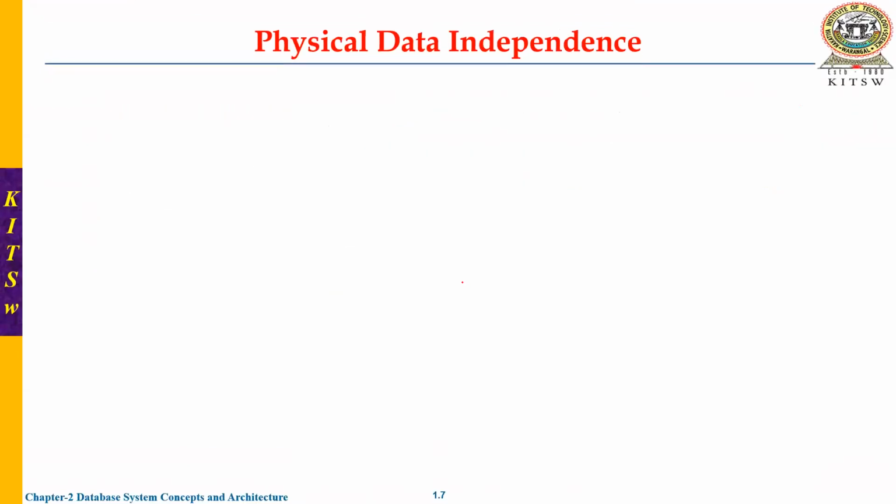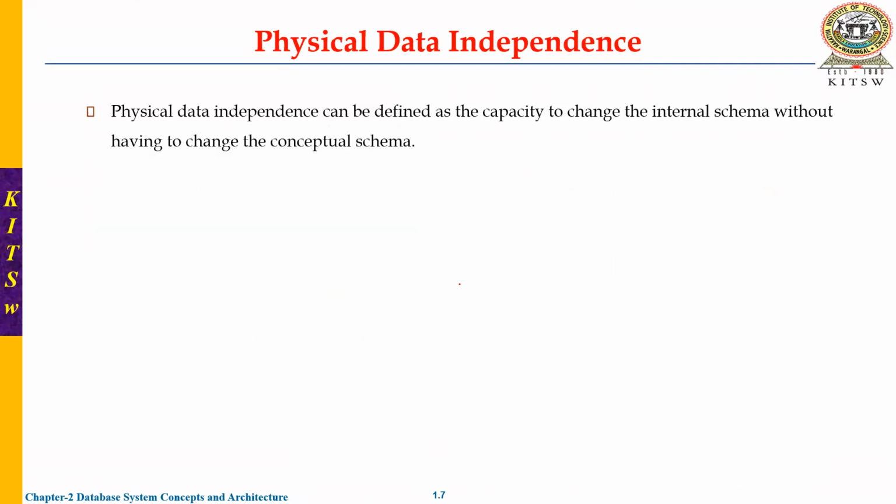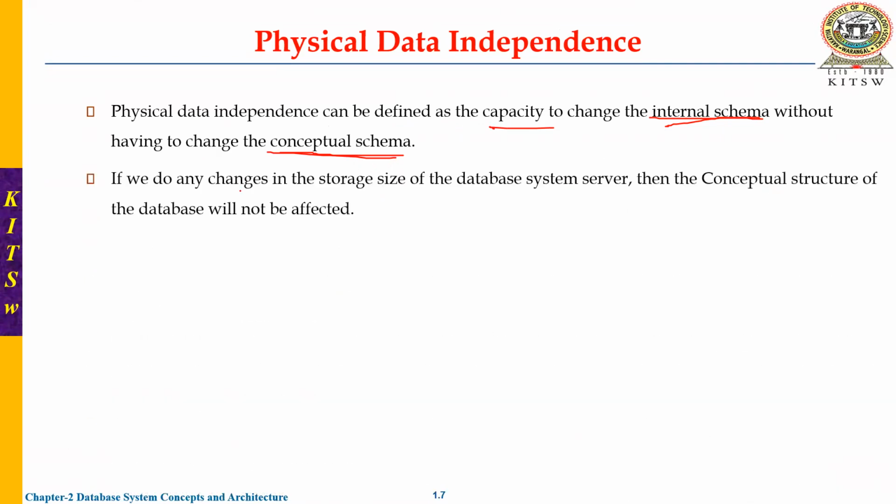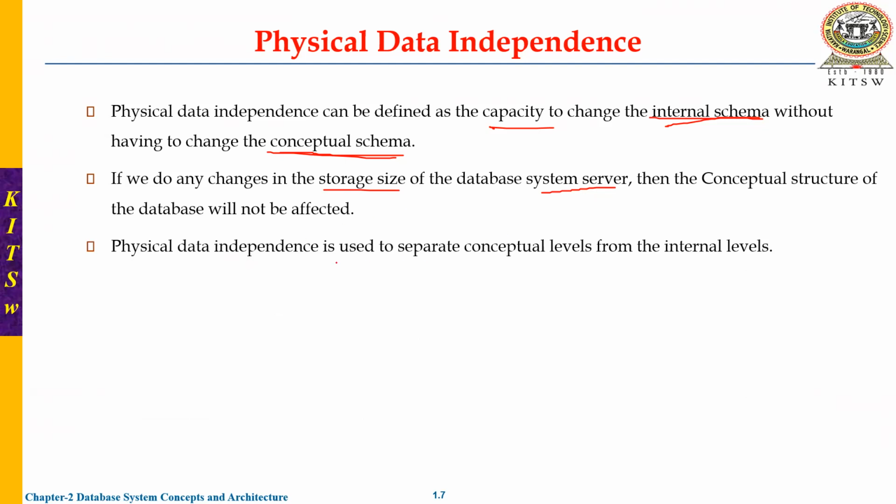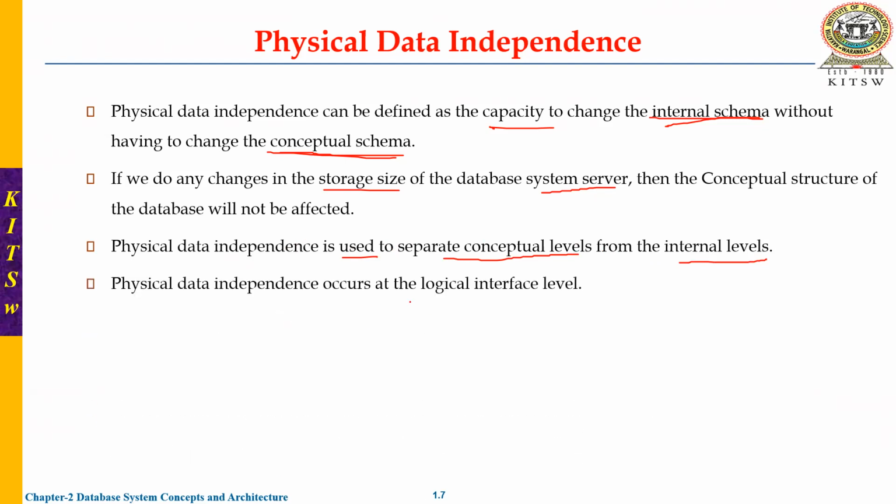Coming to physical data independence, the second type of data independence. Physical data independence can be defined as the capacity to change the internal schema without having to change the conceptual schema. So if we make any changes in the storage size or the database system server, then the conceptual structure of data will not be affected. Physical data independence is used to separate the conceptual level from the internal level. Physical data independence occurs at the logical interface level.